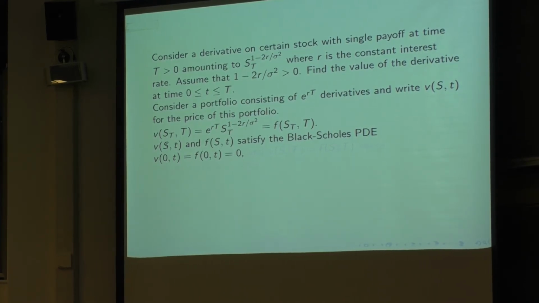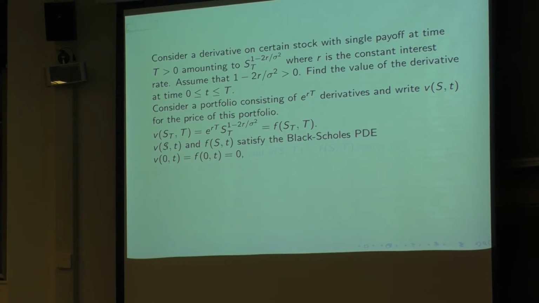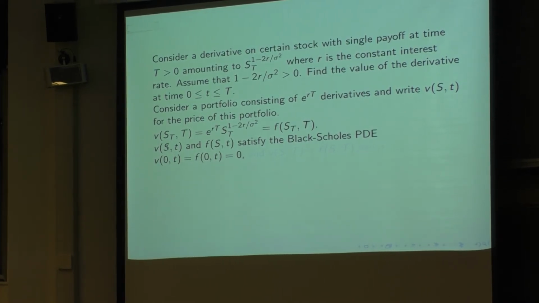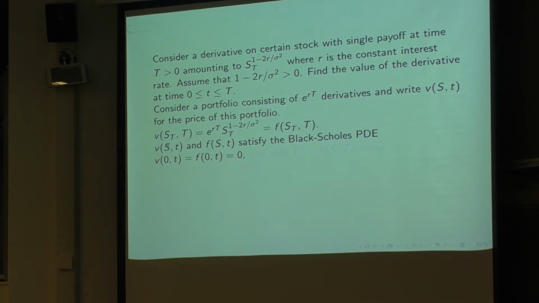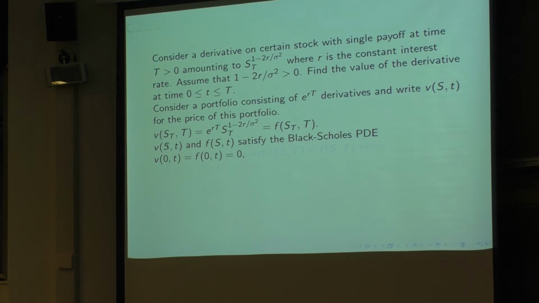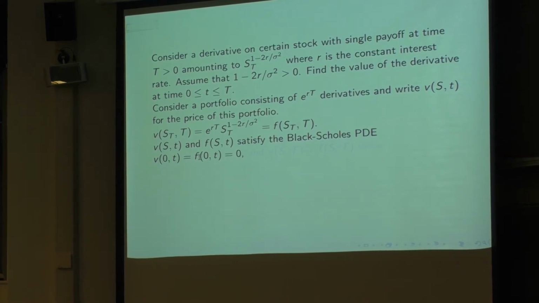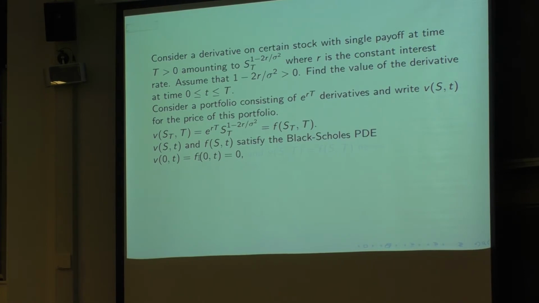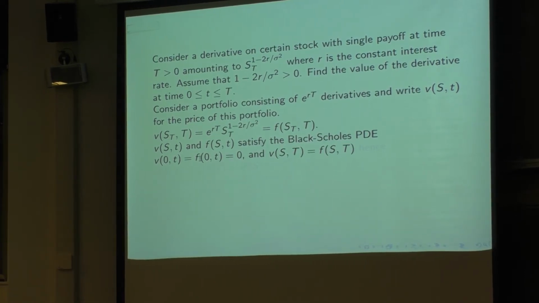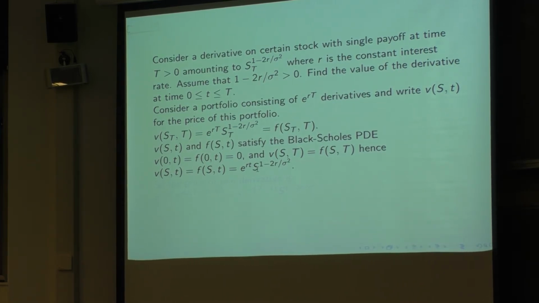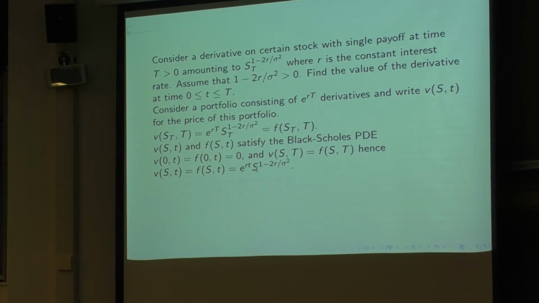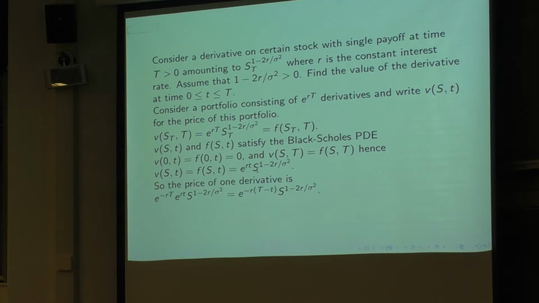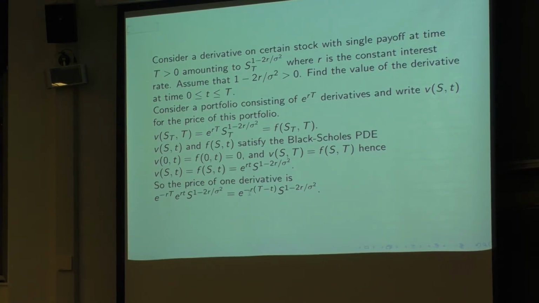So in our case, V must be equal to F, which is great because we're trying to find what V is, or at least a multiple of V, and we know what it is because F is this strange function I gave you at the beginning. So what do we know? We know that the price of this portfolio consisting of e to the RT derivatives is F. There it is. V is that. Now, what is the price of one derivative? This is the price of e to the R capital T derivatives. So to find the price of one derivative, I divide by that, and I get this, which I can rewrite in this form.